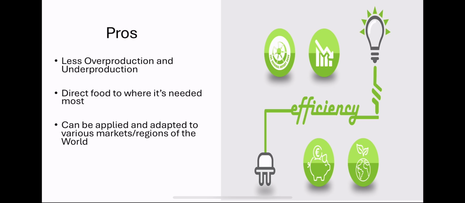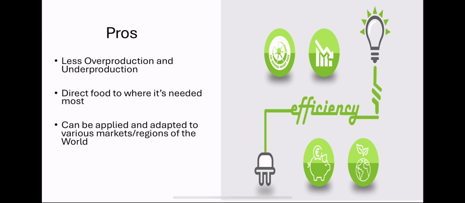Machine learning models like time series prediction, multiple regression, and neural networks can outperform traditional models, capturing complex patterns in demand. This leads to less overproduction and less underproduction, which reduces food waste and ensures supply meets demand more efficiently. With accurate forecasts, resources like labor, transport, and storage can be better allocated. This helps balance supply and demand globally, directing food to where it's needed most.